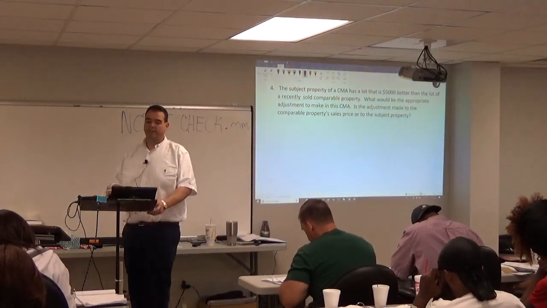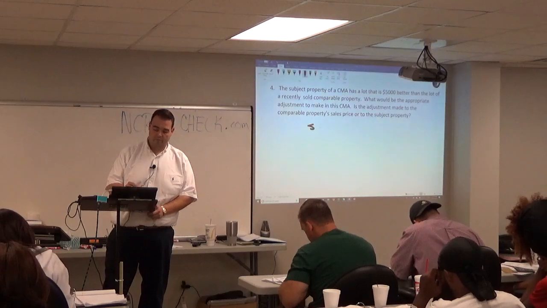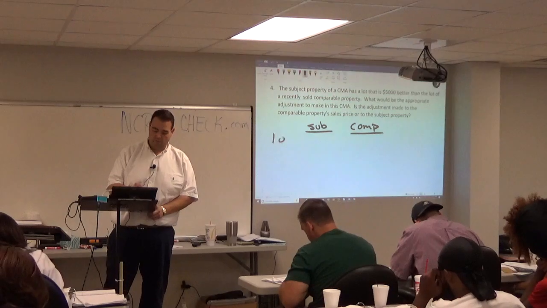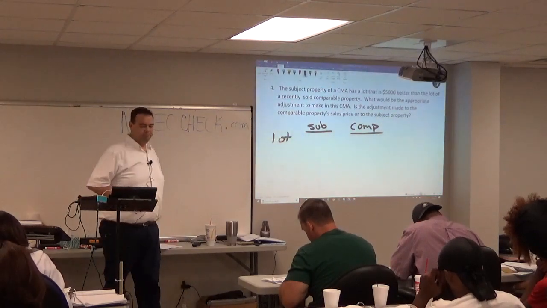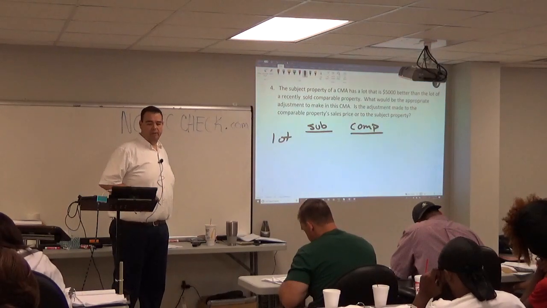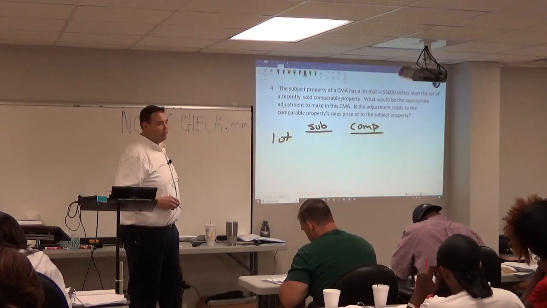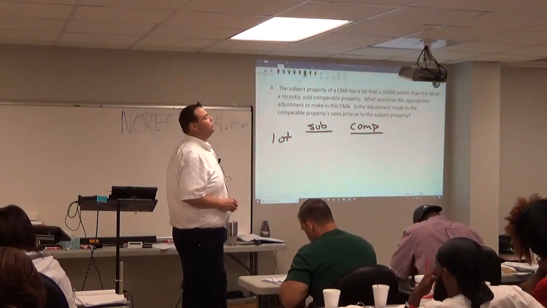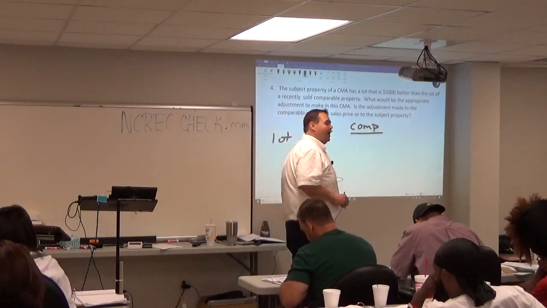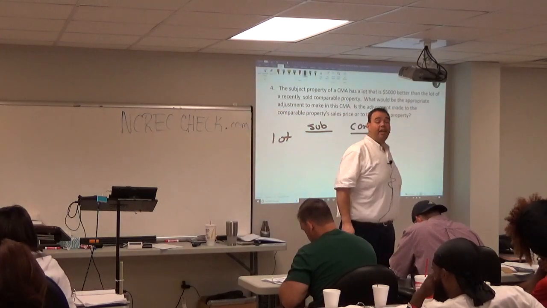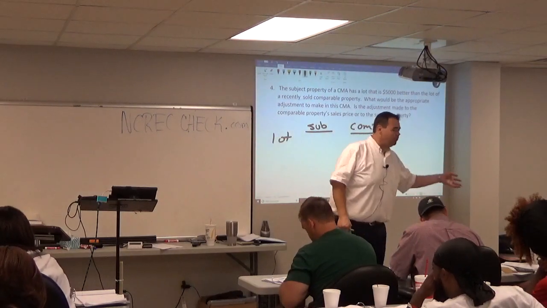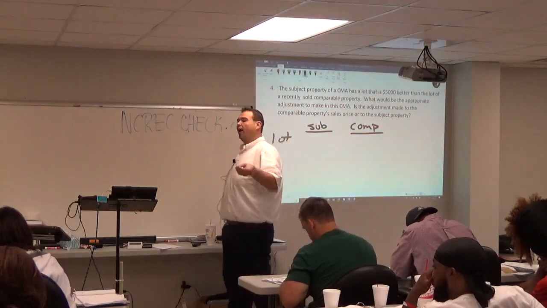So here's how I would write this out. Subject, comp, and we're adjusting for the lot. Here's the problem. They told me that the subject property of a CMA has a lot that's $5,000 better. I can't use that statement because what do I have to work with? I have to work with the comp. So restate that. Say it again from the opposite perspective. Don't look at it from the subject perspective. Look at it from the comp's perspective.